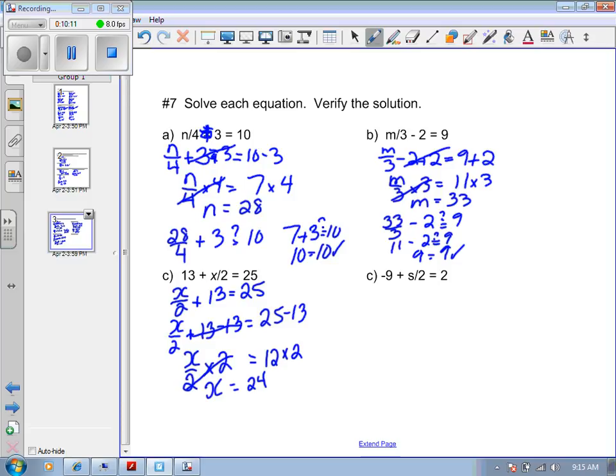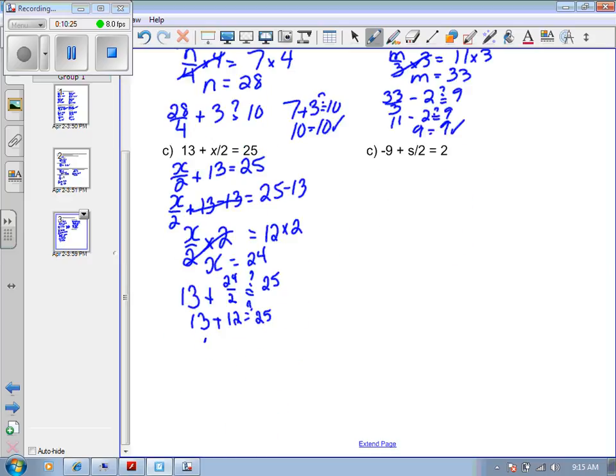Go back to the original. 13 plus 24 divided by 2. Is that equal to 25? Bring down the 13 plus 12. Is that equal to 25? 25 equals 25. Everything checks out well.